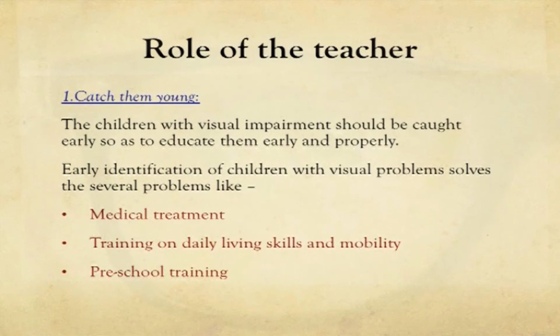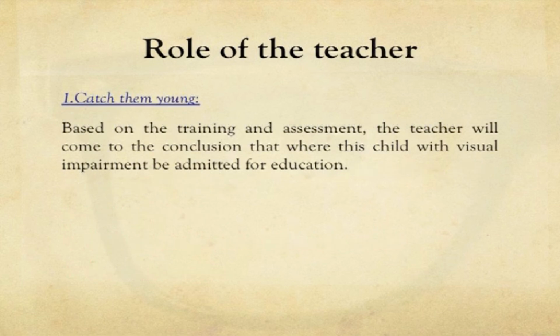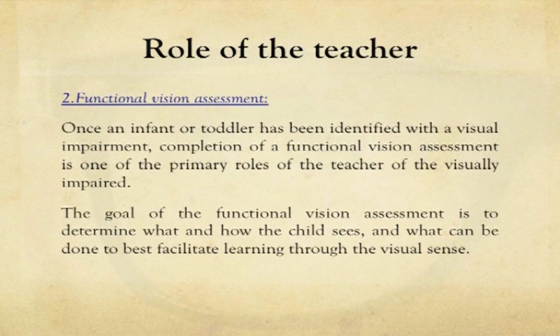Number 1, catch them young. Children with visual impairment should be caught early so as to educate them early and properly. As we discussed in this unit, early identification of children with visual problems solves several problems like medical treatment, training on daily living skills and mobility, and preschool training. Based on the training and assessment, the teacher will come to the conclusion where this child with visual impairment should be admitted for education.